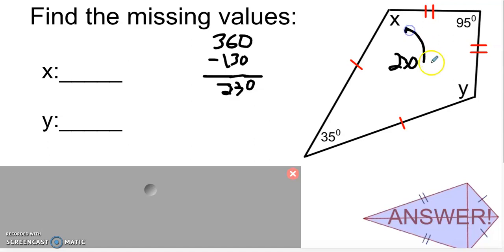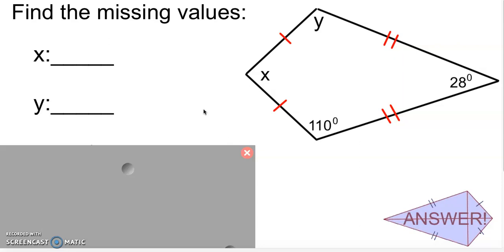So all I have to do is take 230 and cut that in half. So that means x is 115 degrees and y is 115 degrees. Right, that takes care of that type of problem.